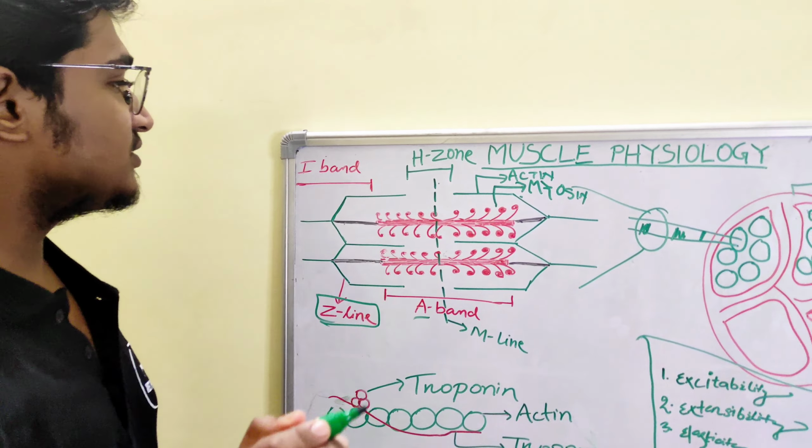If we calculate, then the sarcomere is equal to half I plus A band plus half I. This is the half I portion, this is the A band portion, and this is the half I portion. So the whole sarcomere is composed of this portion.